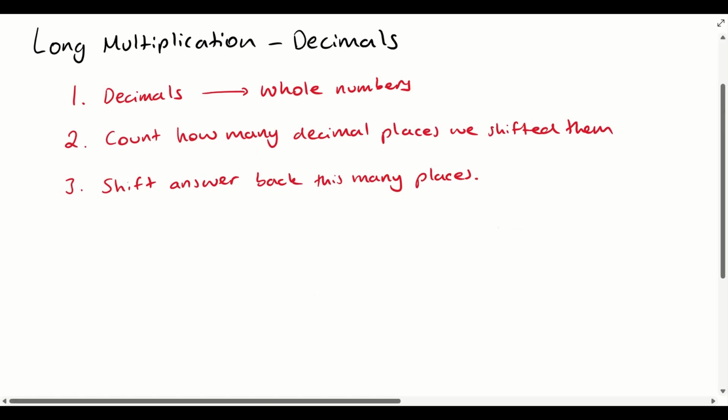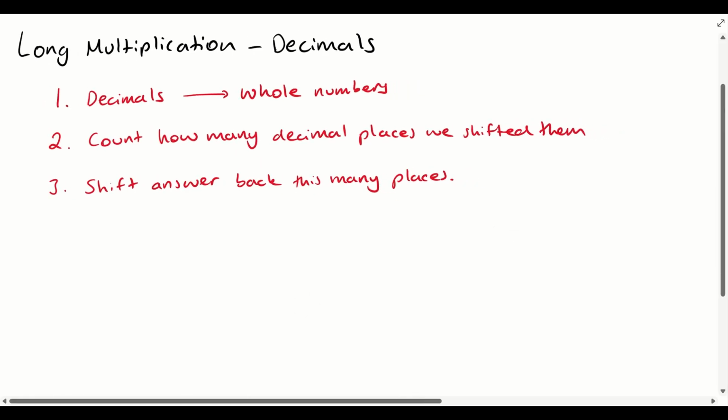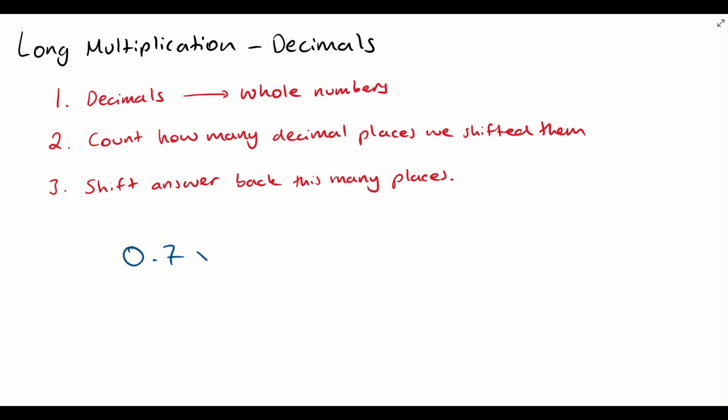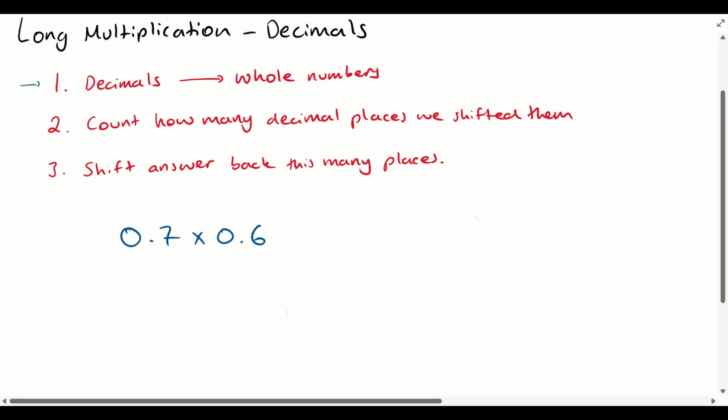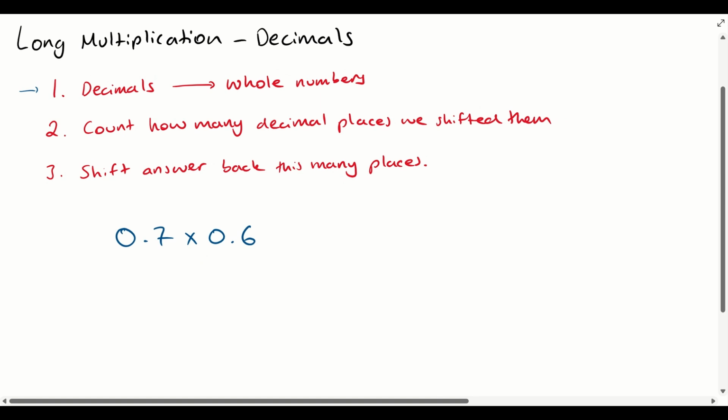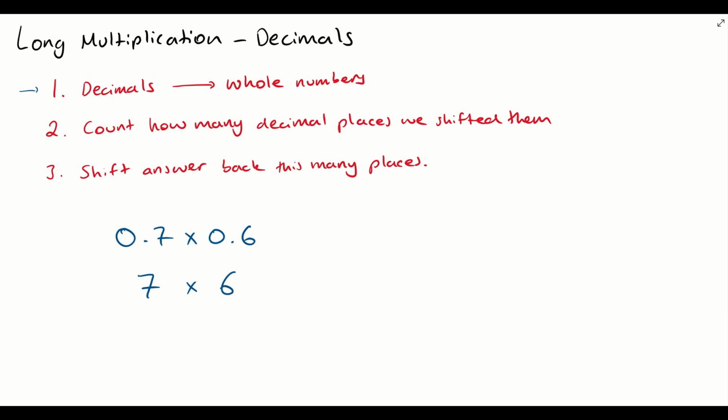Okay, so let's take an example. We'll take 0.7, and I'm going to multiply this by 0.6. Well, first of all, step 1 says that we need to convert these decimals to whole numbers. So the smallest whole number that we're going to make, 0.7, we're going to make that a 7, and we're going to make the 0.6 a 6. So we're shifting this decimal place one spot to the right, and this one spot to the right. So our total number of times that we've shifted decimal places is 2 times, and we'll come back to that later.